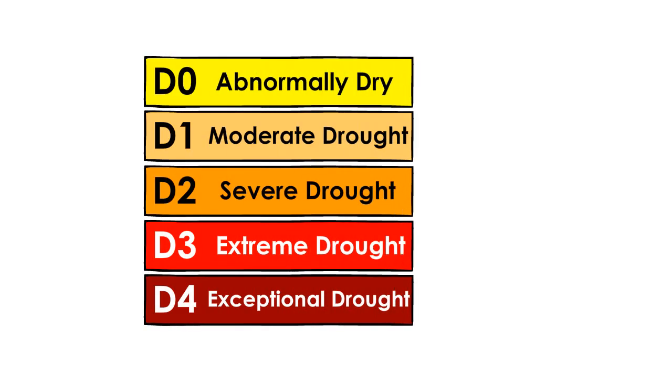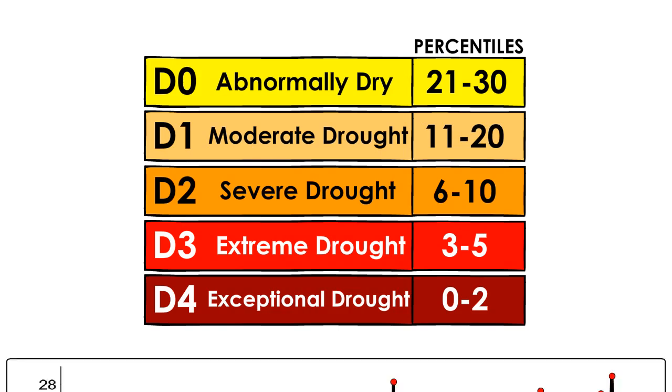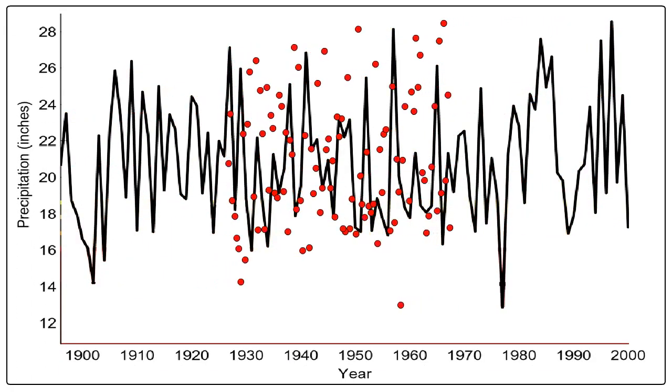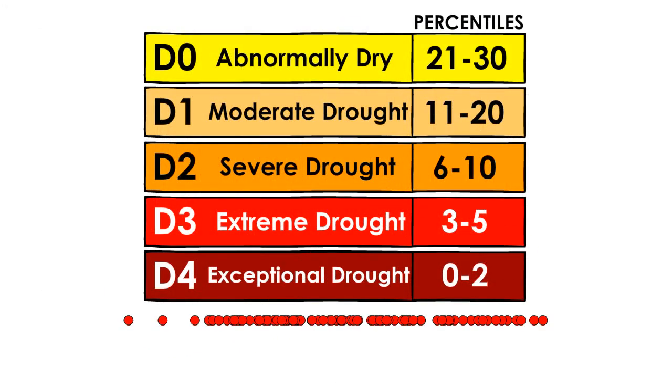Now that we have an overview of the categories, let's add some statistics to further our understanding. As you see, each category has a percentile range associated with it. For example, D1 drought conditions is in the 11th to 20th percentile. Looking at it another way, if we looked at 100 years of precipitation data and lined up the values in order from lowest to highest, we would then need to see a value that falls somewhere between the 11th and 20th on the list in order for it to be considered D1.